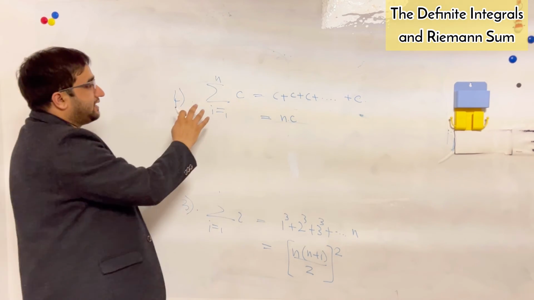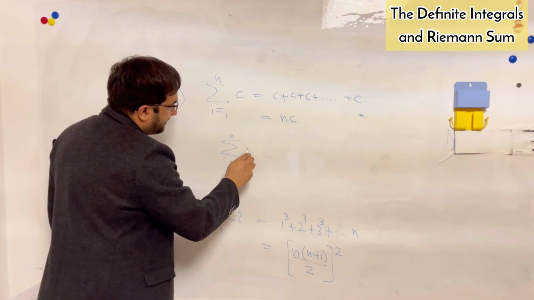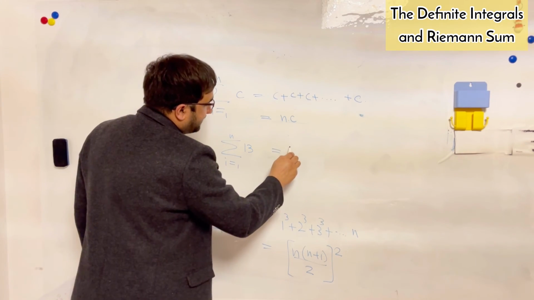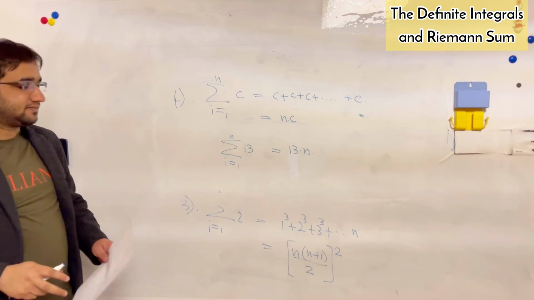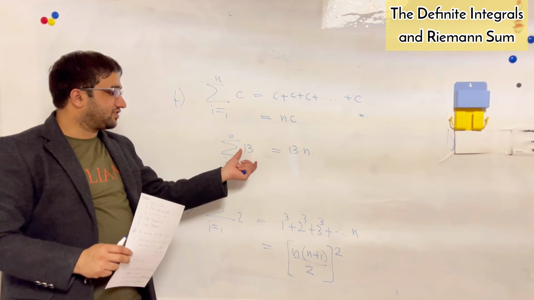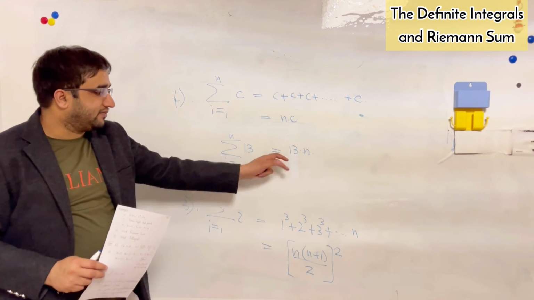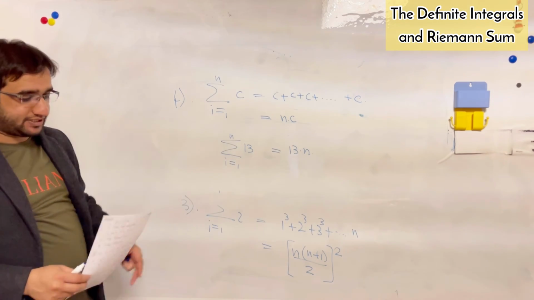So for example, if you have summation i from 1 to n of 13, what does this mean? It means 13n. So any constant, if it has this summation, then just multiply the n with it, because you are adding that constant n times because of this summation.